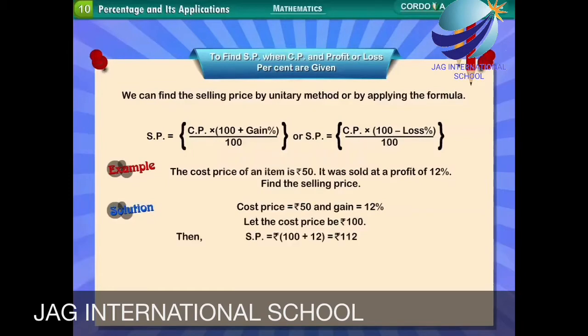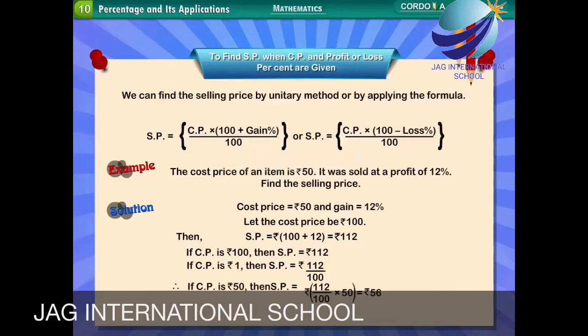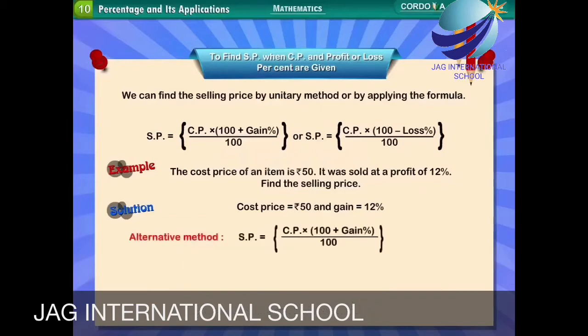Let the cost price be rupees 100. Then SP = rupees 100 + 12 = rupees 112. If CP is rupees 100, then SP is rupees 112. If CP is rupees 1, then SP is rupees 112/100. Therefore, if CP is rupees 50, then SP = 112/100 × 50 = rupees 56. Hence, the selling price of the item is rupees 56.